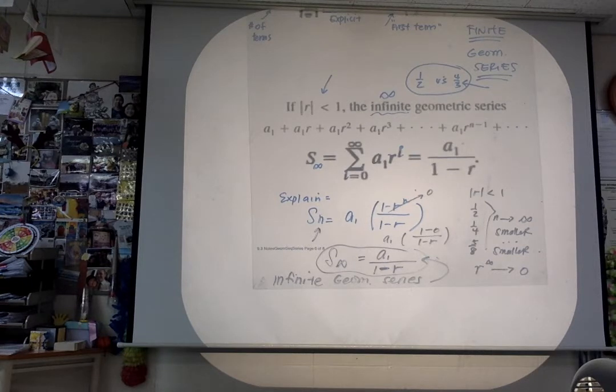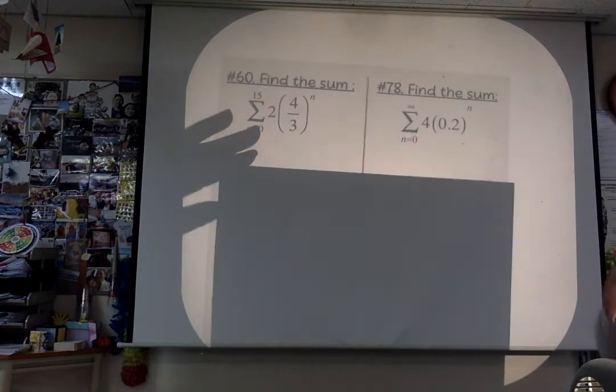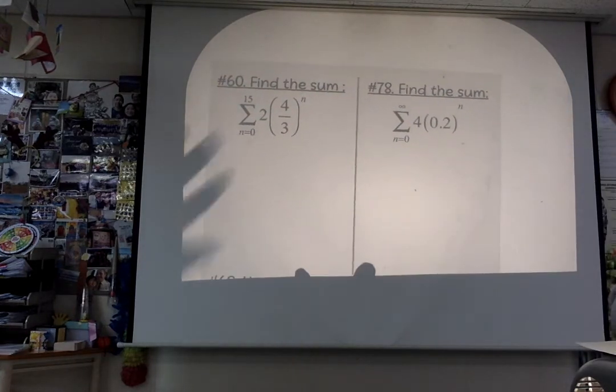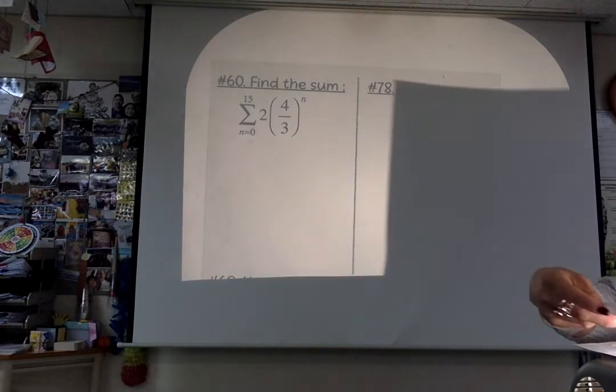Alright, let's do some examples now so you can get a better idea. Let's do example number 60 from your book, okay? Read number 60. Make sure you stop the video if you have any trouble. We're going to do 60 and 78, but we're going to do 60 first, okay? Now look at 60.